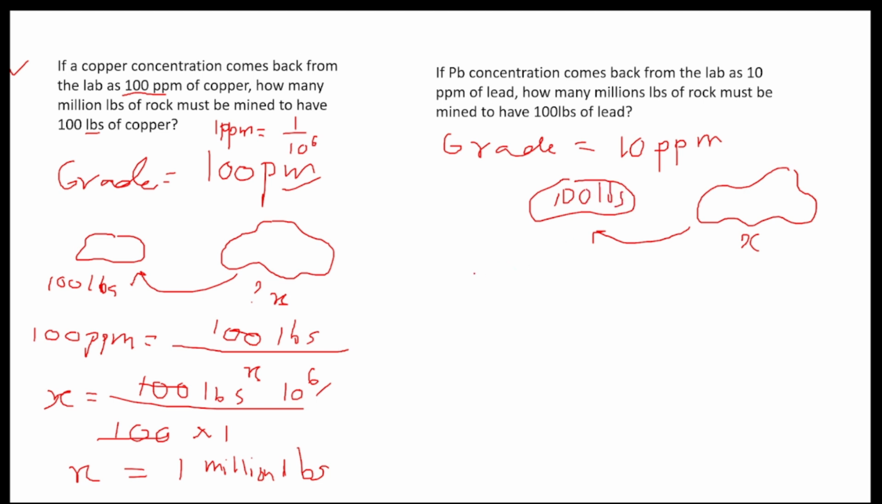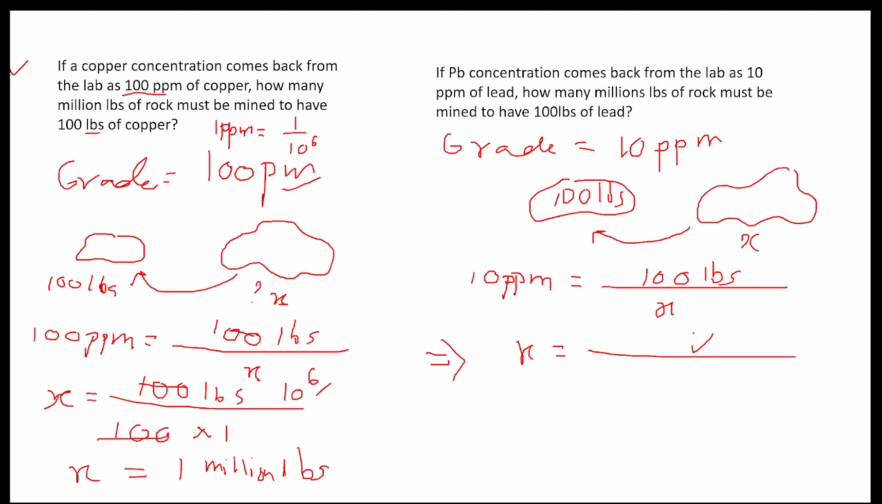So similarly as we did in the previous question, we have the grade given, and the extracted value is 100 pounds. We have to find x. So this goes here because it is in ppm. We have to convert it, 10 raised to power 6 pounds. So the total ore body will be 10 million pounds. That's it.